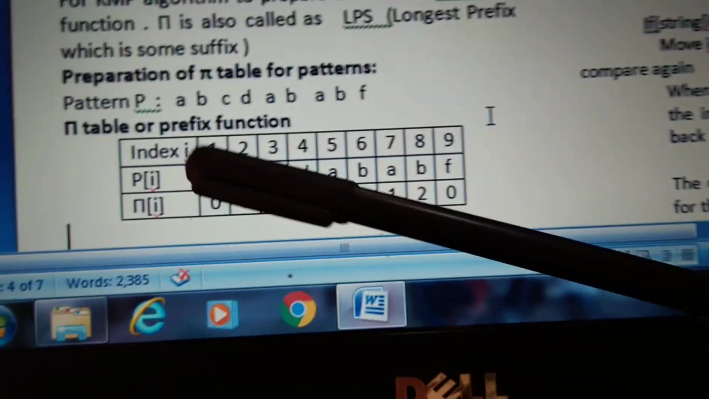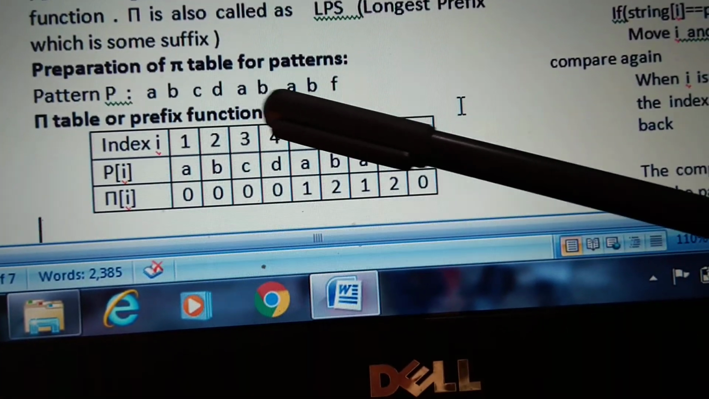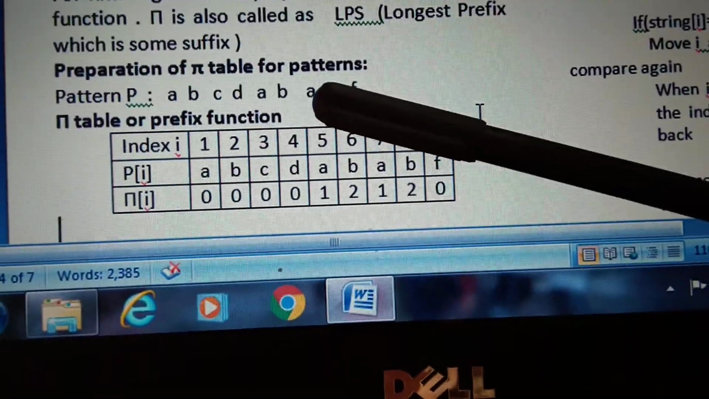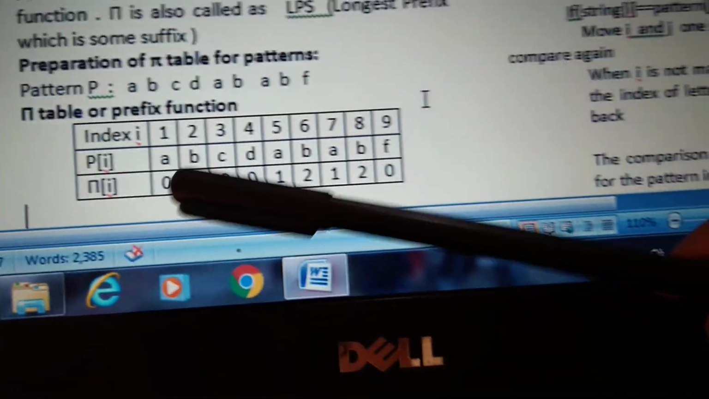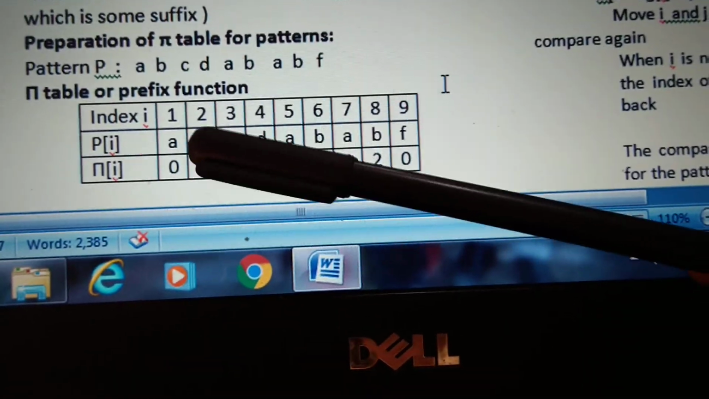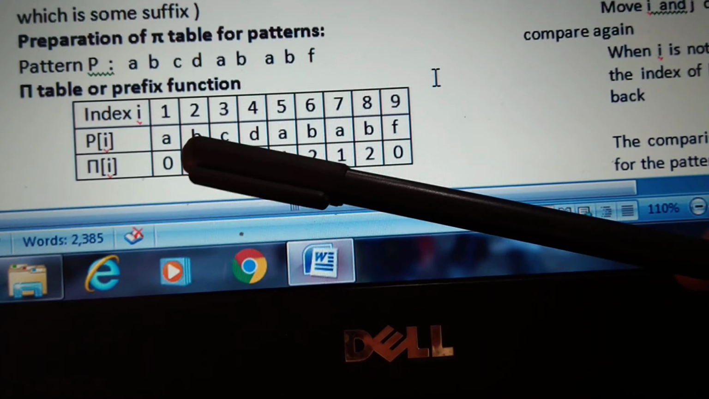Now for example, here the pattern given is ABCDABABF. For this pattern, how are we going to generate a pi table? See here, we have a table with 3 rows.